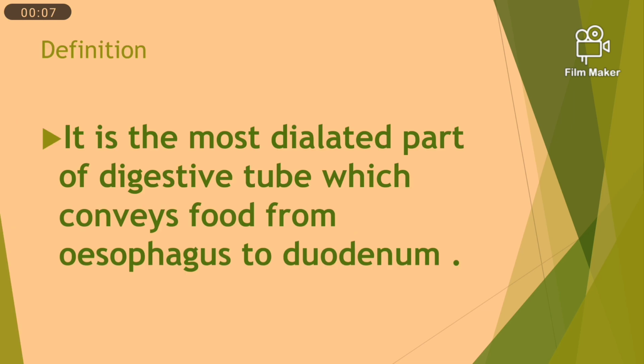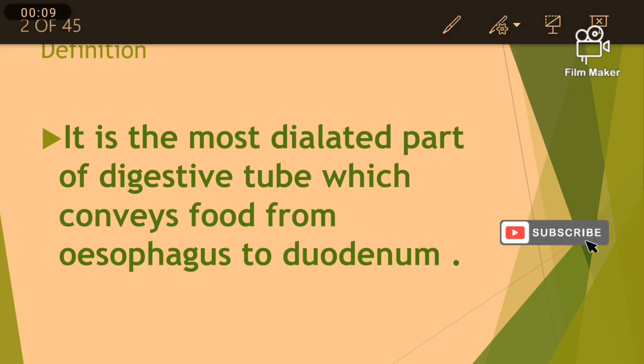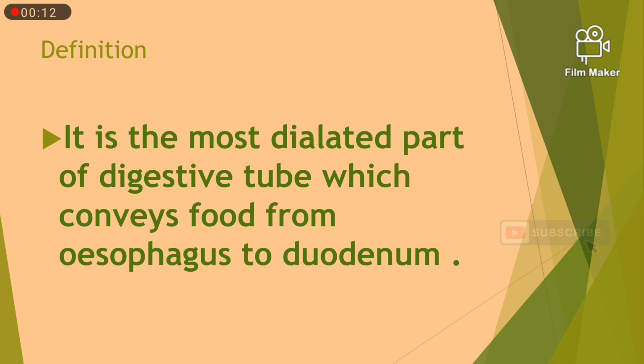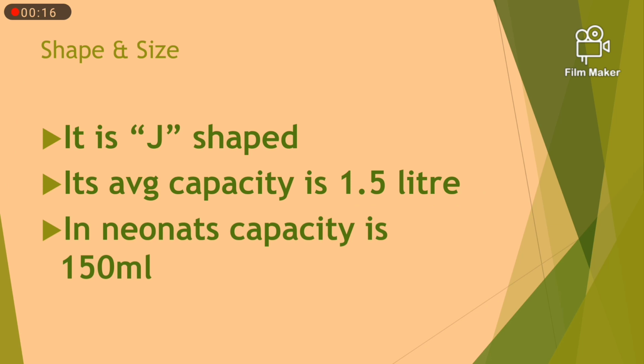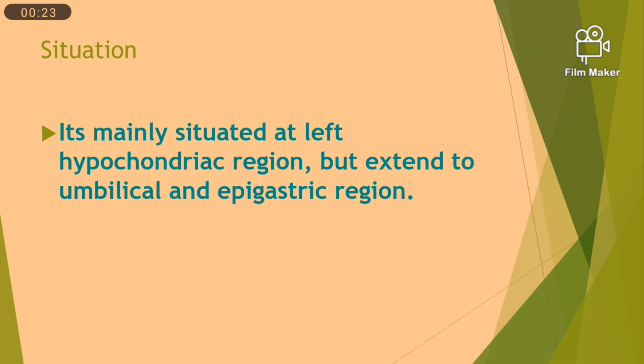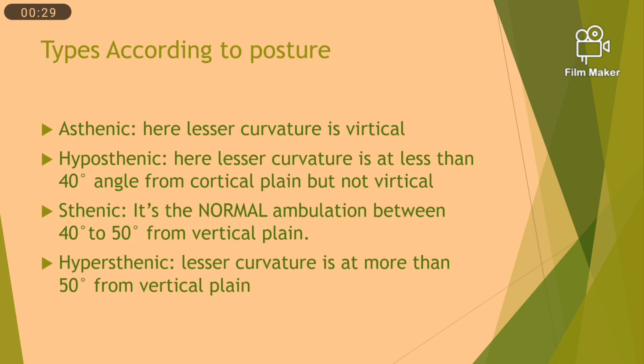See the definition. It is the most dilated part of the digestive tube which conveys food from the esophagus to the duodenum. It is J-shaped. Its average capacity is 1.5 liters. In neonates, it's 150 ml. Situation: it is in the left hypochondrium mainly, extended to the epigastric and umbilical region.